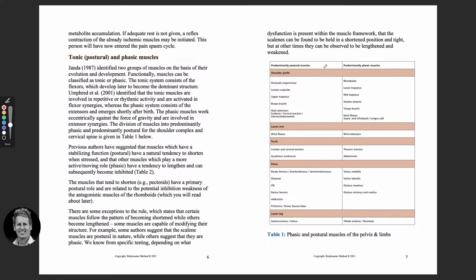on this left-hand side, along this side here, you can see these particular muscles, like the pectoralis major, minor, levator, trapezius. They relate to the position, like the postural muscles, and they have a tendency to shorten and become tight. And the phasic muscles, which are predominantly related to movements, tend to become lengthened and weakened, like the rhomboids, the lower traps, mid traps, etc. But it's typically as a consequence. So you could argue that the postural muscles control the phasic muscles. If the pecs are tight, it causes an inhibition weakness to the rhomboids. But let's have a look at that as we go through.